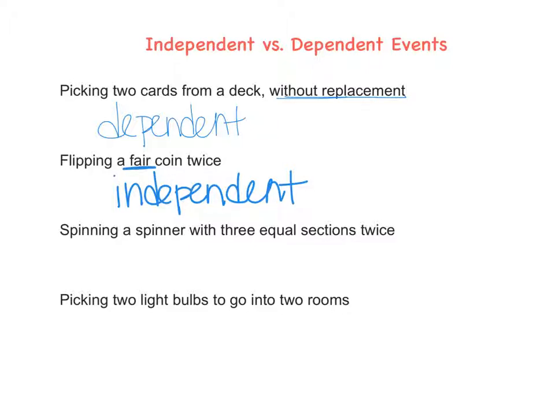Spinning a spinner with 3 equal sections twice. This is kind of similar to the coin, right? If I spin a spinner with 3 equal sections, all of those sections, you have a 1 in 3 chance of landing on them, and it would be the same thing on every spin. It wouldn't matter how many times you did it. So this would also be called independent.